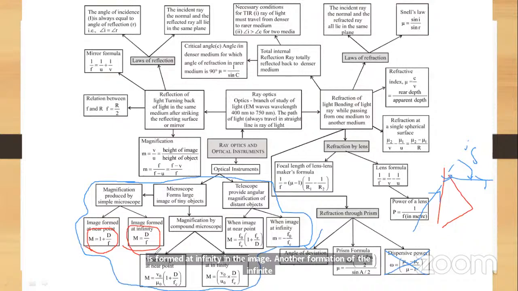Every human eye has a distance of vision of 25 centimeter approximately. ಸರ್ ನಮಗೆ ಐ ಡಿಫೆಕ್ಟ್ಸ್ ಇದ್ರೆ ಅದು ಬೇರೆ ಆಗುತ್ತೆ. ನಾರ್ಮಲ್ ಹ್ಯೂಮನ್ ಐನ ಡಿಸ್ಟೆನ್ಸ್ ಆಫ್ ವಿಷನ್ ಇದೆ ಅದರ ವ್ಯಾಲ್ಯೂ ನಿಮಗೆ ಅರೌಂಡ್ 25 ಸೆಂಟಿಮೀಟರ್ ಬರುತ್ತೆ. ಓಕೆ, ನೆಕ್ಸ್ಟ್.